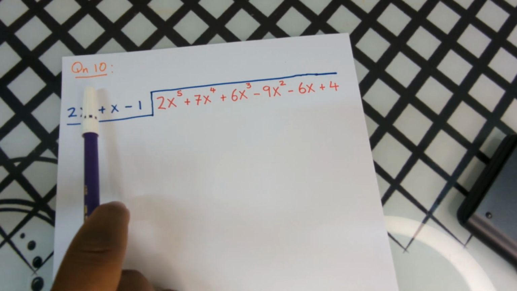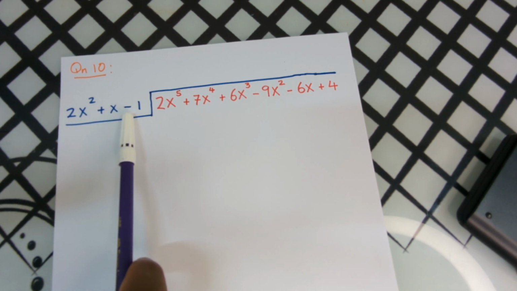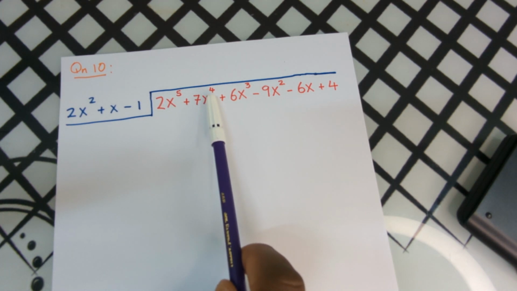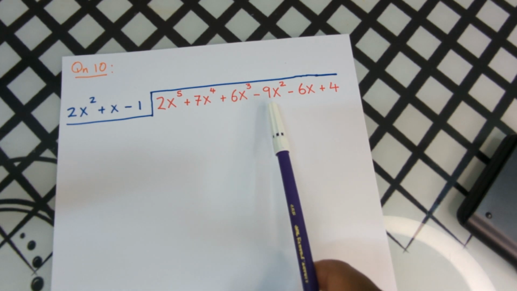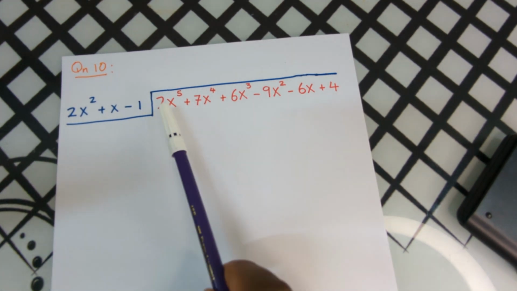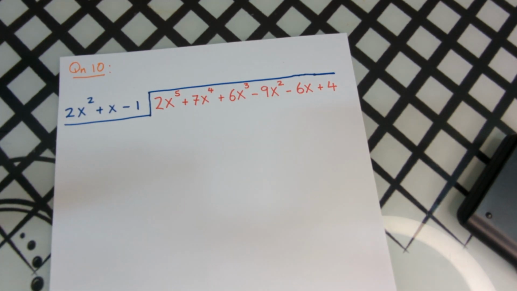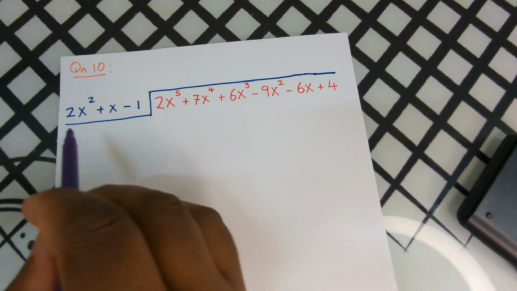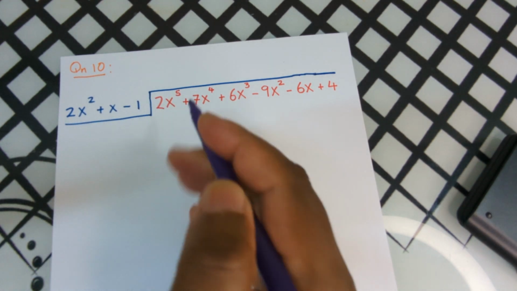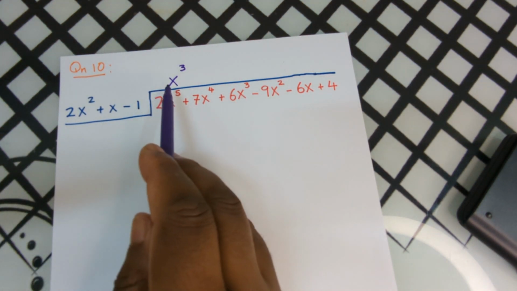Let's move on to question number 10, where we are given 2x squared plus x minus 1 being divided into 2x to the power 5 plus 7x to the power 4 plus 6x cubed minus 9x squared minus 6x plus 4. And as you can see, our exponents are in descending order, decreasing by 1. So now let's divide. 2x squared into 2x to the power of 5 will give us x to the power of 3.